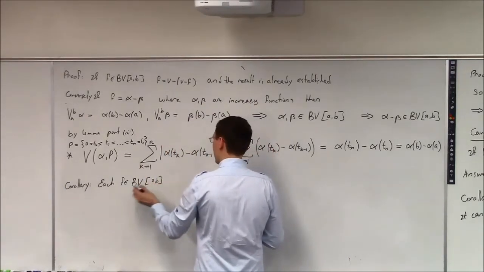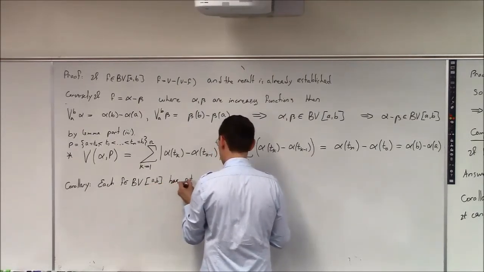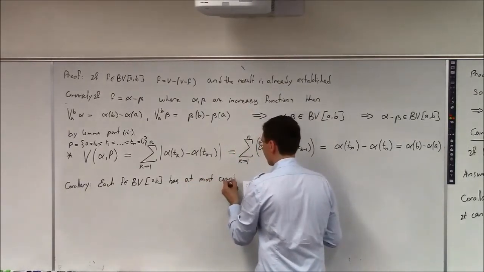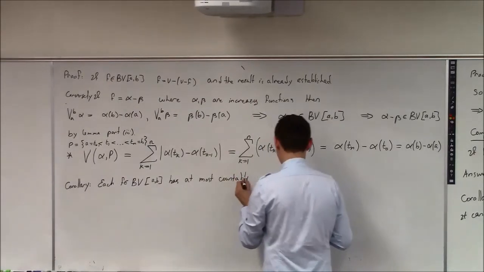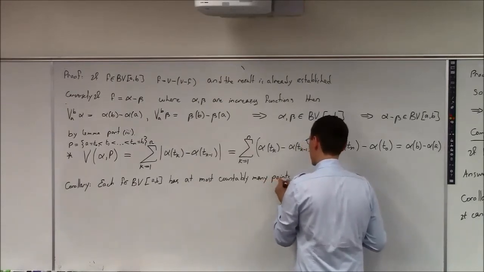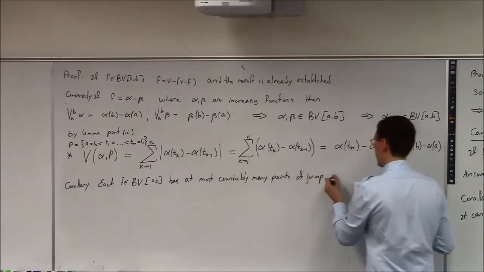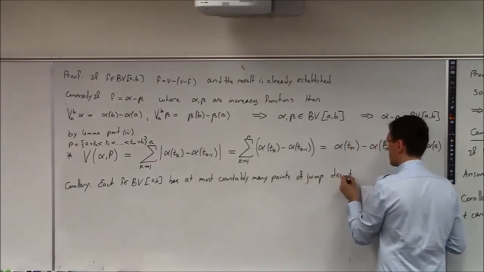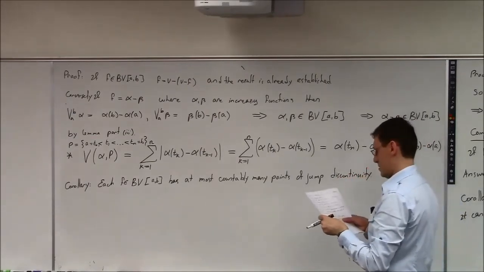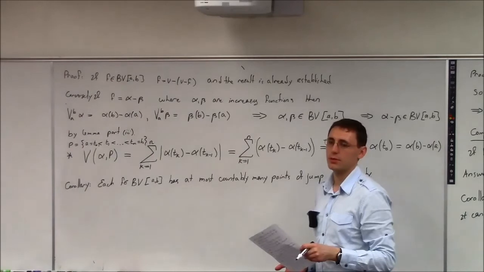Each function in the space of bounded variation has at most countably many points of jump discontinuity. Okay, that's clear because it's the difference of two increasing functions. Increasing functions are mostly continuous.